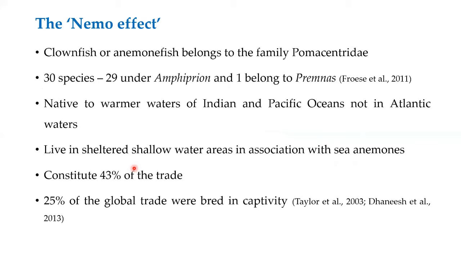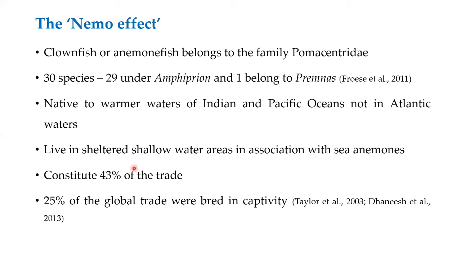One is the clownfish, what we call the Nemo effect. So almost 30 species are there in clownfish, and these are all native to the warmer waters of the Indian and Pacific Oceans, and the clownfishes are not available in the Atlantic waters. These mostly live in the sheltered shallow water areas and are mainly associated with the sea anemones. And it constitutes almost, as I said, 43% of the trade.